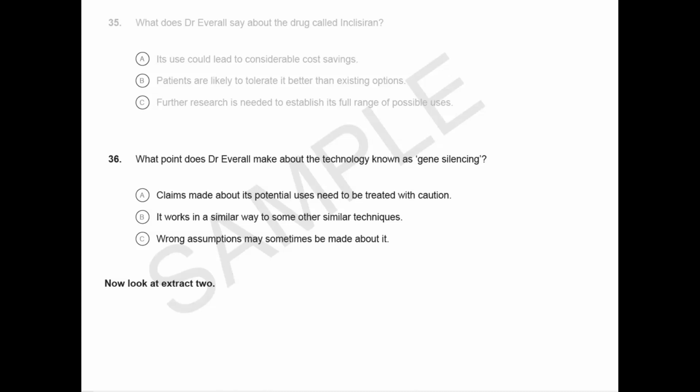So in this time, I read the question and reduce it to the main point, which is Dr. Everall's opinion about gene silencing. Then I look at the three answer options and try to reduce these to the main points of difference too. I notice that B is different to A and C. B is about being similar to other techniques, whereas A is about caution over its uses and C about wrong assumptions. So B is positive and the other two are negative, which is helpful when listening out for the language the speaker uses in this section. Is it also positive or negative?